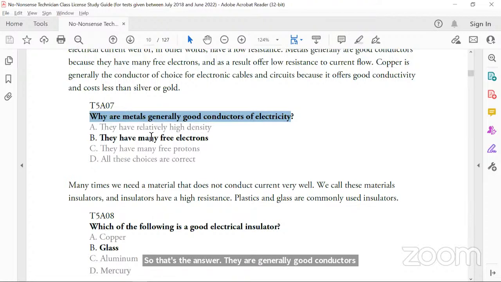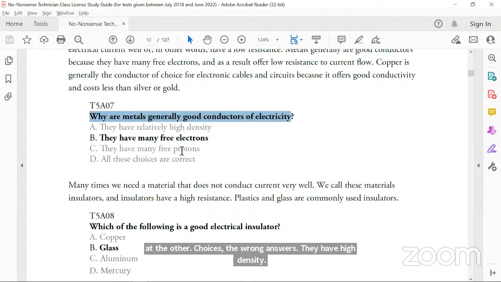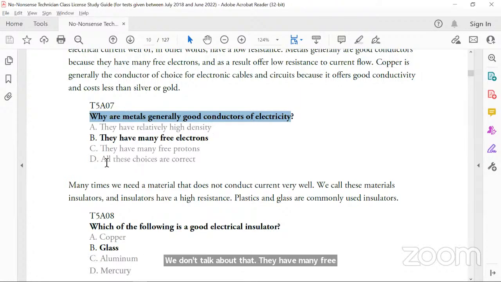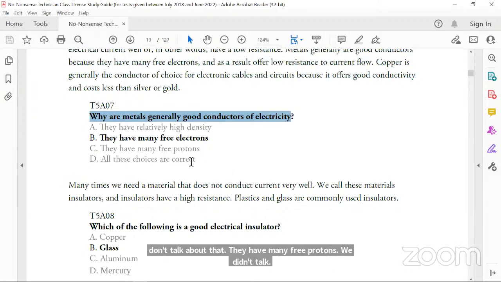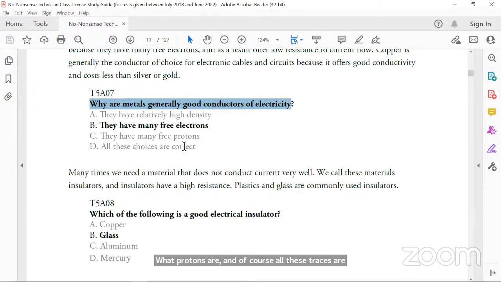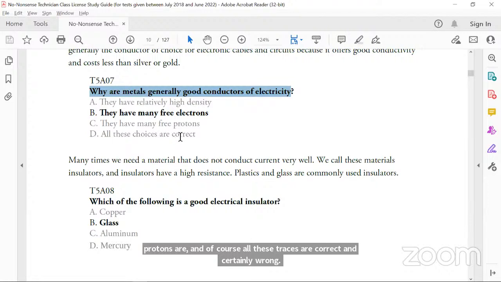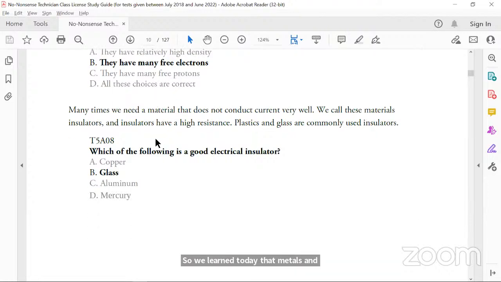Look at the other choices, the wrong answers. They have high density. We didn't talk about that. They have many free protons. We didn't even talk about what protons are. And of course, all these choices are correct is certainly wrong. So we learned today that metals are good conductors because they have many free electrons.